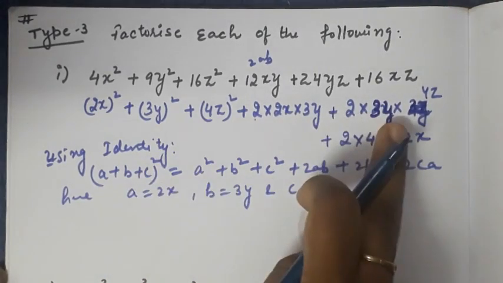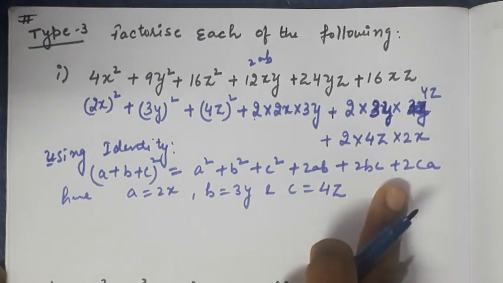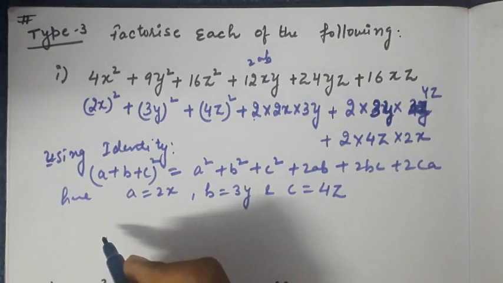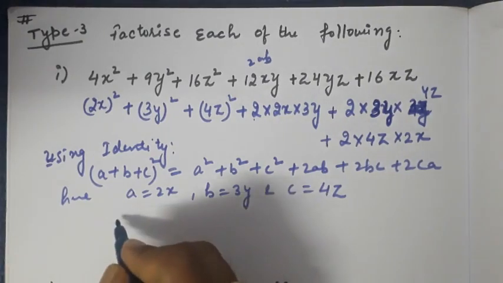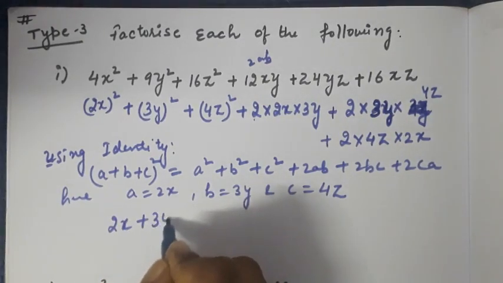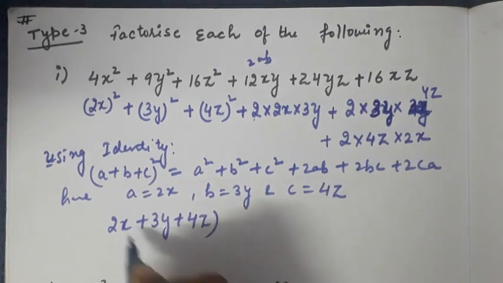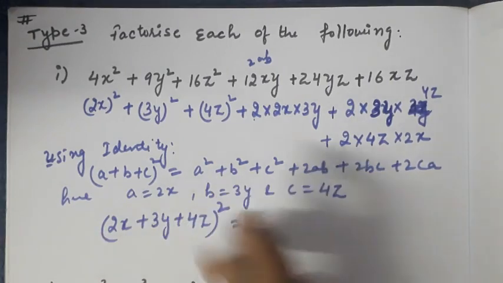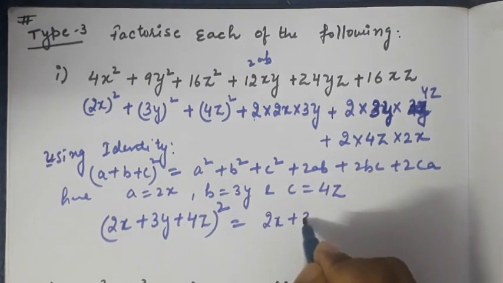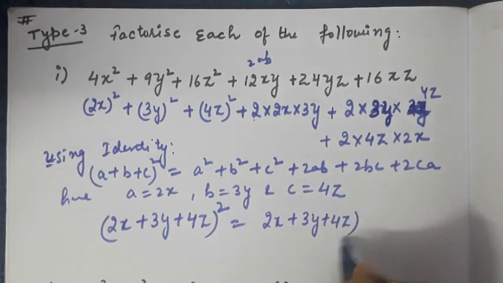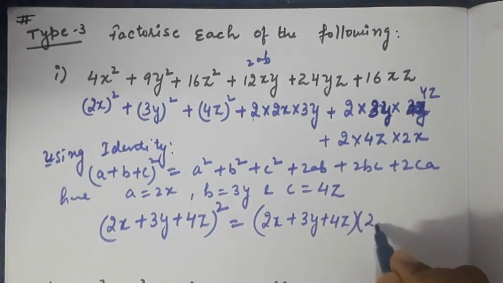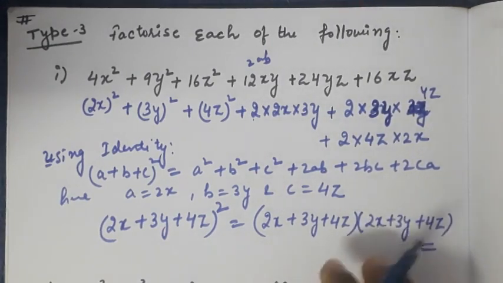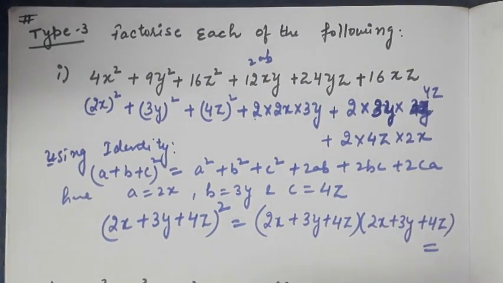So this expansion, as it is related with this identity, we could write the expansion as a plus b plus c whole square, means 2x plus 3y plus 4z whole square. Don't skip this thing here, you have to write it twice. Okay, so 2x plus 3y plus 4z with again 2x plus 3y plus 4z, and this is our factors. Now let's move to the second question.